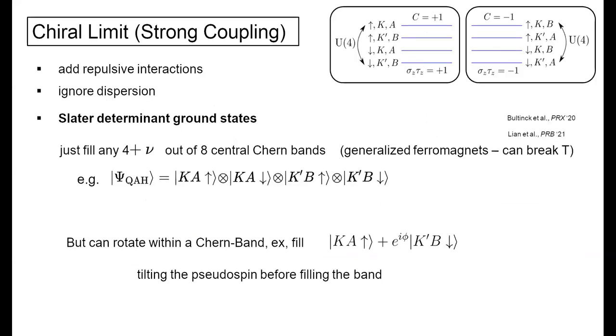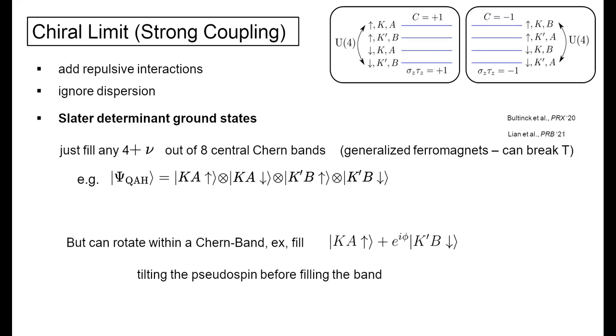So then you can add the interactions as an afterthought to decide which of these flavor ferromagnetic states are most favored. Whenever you have some number of the central bands filled, and remember we start counting from nu equals -4, so when nu equals -4, you have 0 bands, and when nu equals 0, you have 4 bands. So you have some number of the 8 central bands filled. And the idea is you're just going to fill some number of those central bands in a Slater determinant, and that's it. That's going to be the ground state.